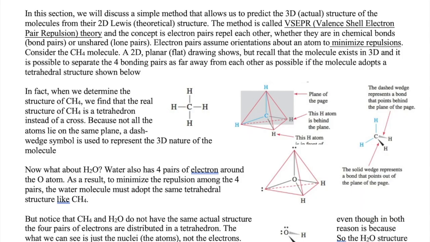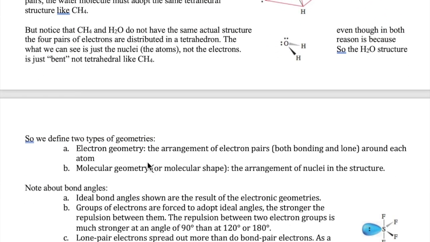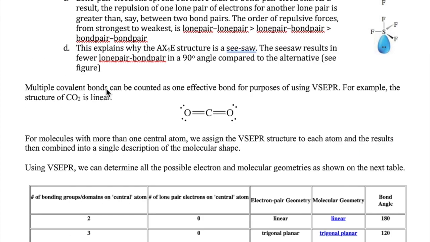Okay, so in the discussion we just had with the simulation, I showed you how a molecule might have different electron and molecular geometry. The electron geometry is just how the electron pairs are arranged, and that counts both bonding and lone pairs, whereas the molecular geometry only counts the bonding pairs and how they're arranged in 3 dimensions. I want to point out that when you have a double bond, you count that as one effective bond for the purpose of assigning the geometries for VSEPR.